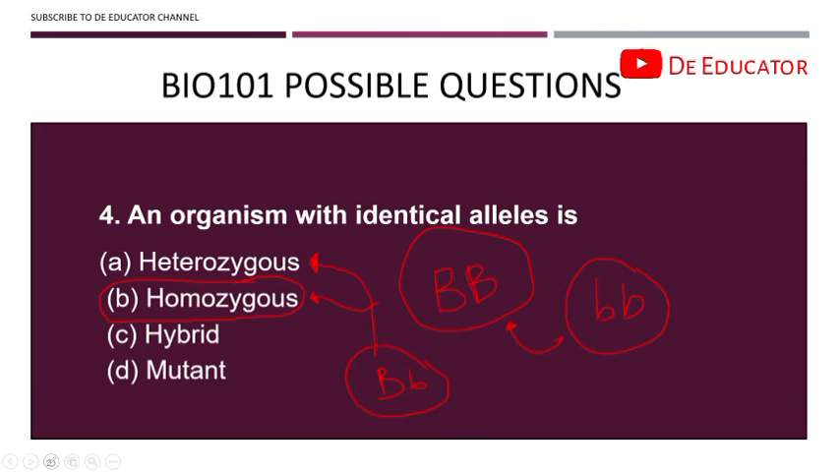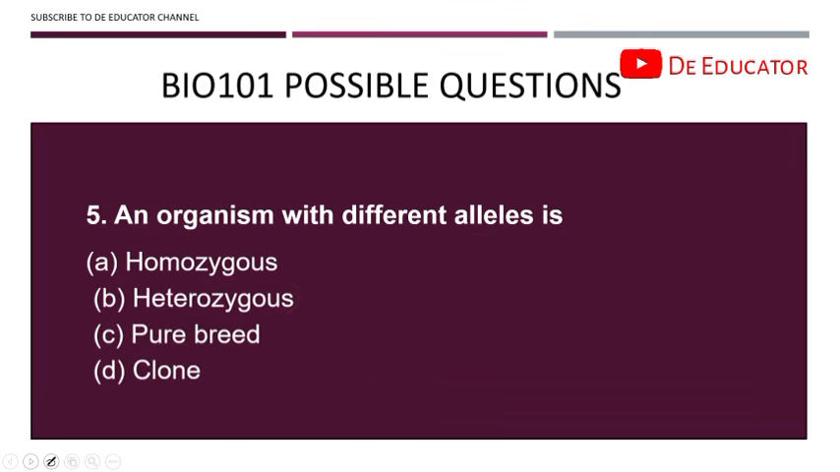So the correct answer is homozygous. Next question. An organism with different alleles. Okay, we said that in the previous question. So this is different alleles, right? So this one here is dominant and this one is recessive. So it is known as heterozygous.